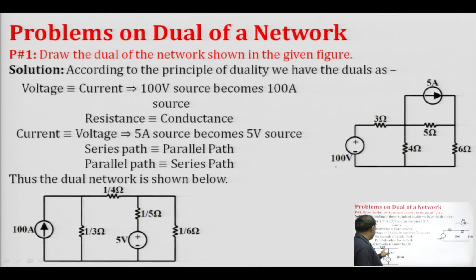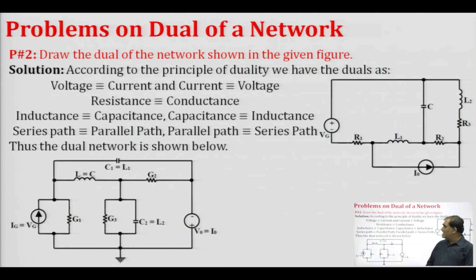So, it will be in series with this 1 by 3 ohm resistance, and this 5 ampere current source will be replaced by 5 volt, and this 5 ohm resistance which is in parallel with this current source will be replaced by this. So, this is the method which we apply for finding out the dual of any given network.